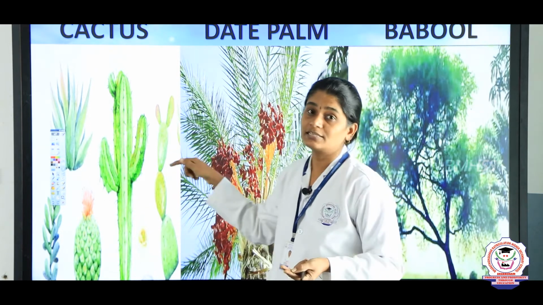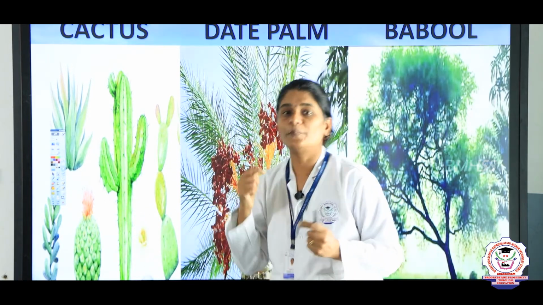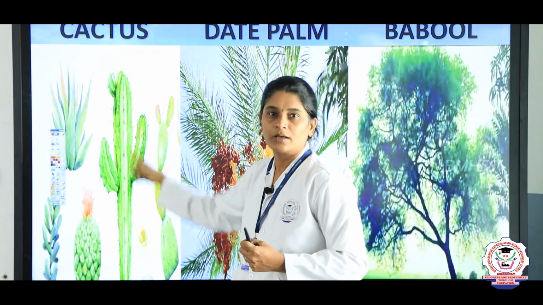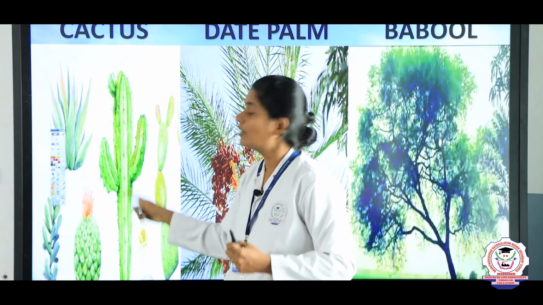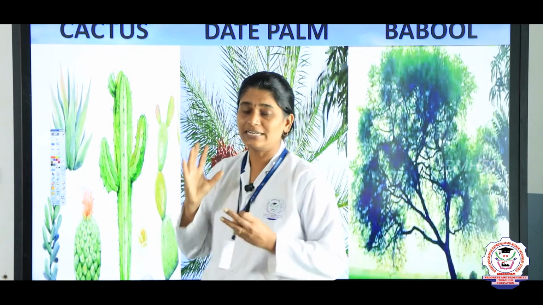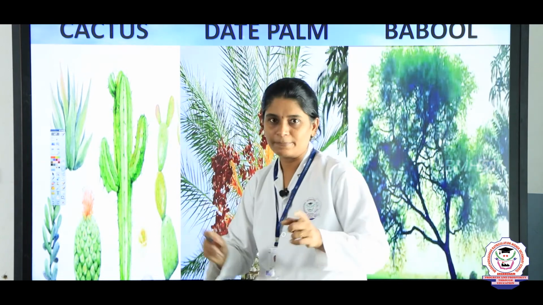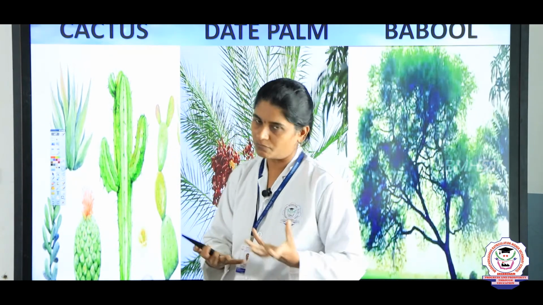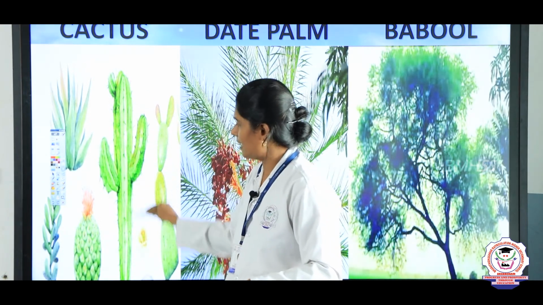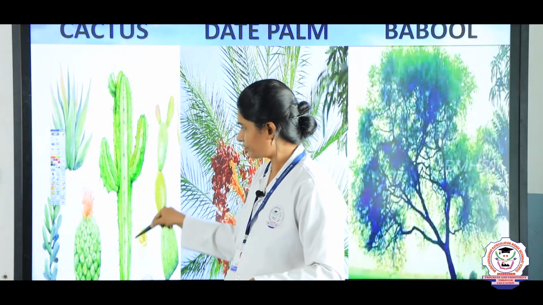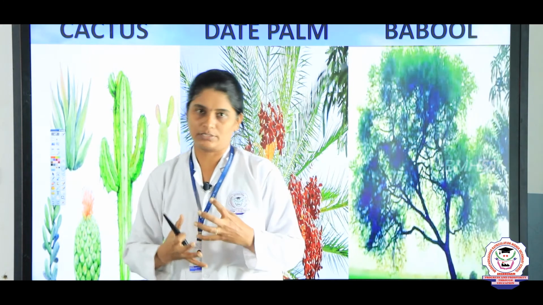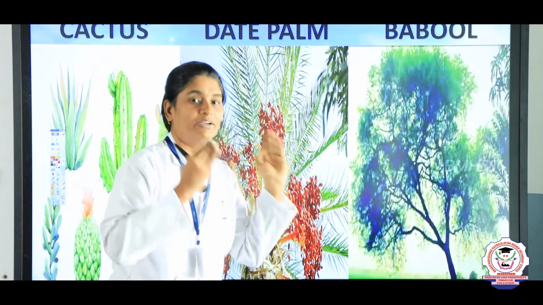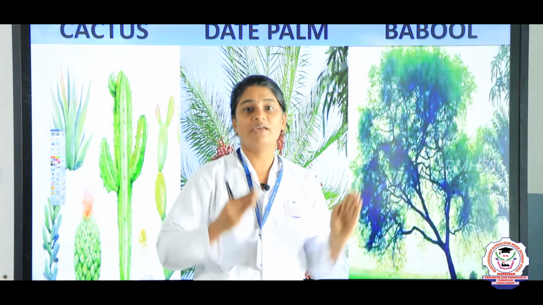So the leaves of the cactus plant are reduced to spines to prevent the loss of water, and the thick fleshy green stem in the cactus stores the food and water. So actually the green part is the stem, and the spines are the leaves. The spines prevent loss of water, and the thick green stem stores the food and water. That is why they are able to withstand the hot, dry desert and survive in those places.